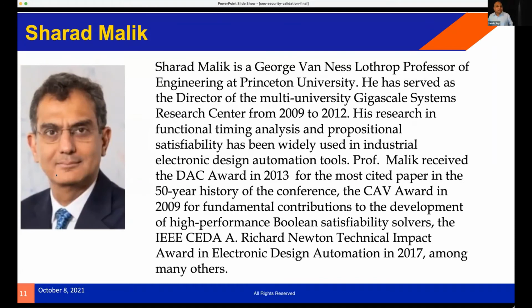Okay. Our next panelist is Professor Sharad Malik from Princeton University. Sharad is a George van Ness Lothrop Professor of Engineering at Princeton. He has served as a director of the multi-university Gigascale Systems Research Center. His research in functional timing analysis and propositional satisfiability has been widely used in industrial EDA tools. He has received several awards. I mentioned just a couple.